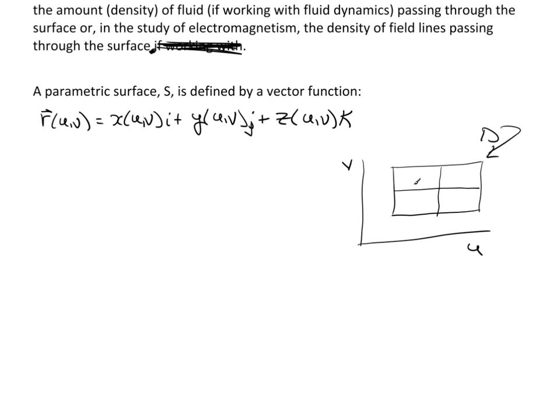So any subrectangle, say this one, is going to have dimensions delta u by delta v. And I'm going to make reference to this as Rij, region Rij in the parameter domain. So the area of Rij is then equal to delta u times delta v. So I want to connect this with my surface.